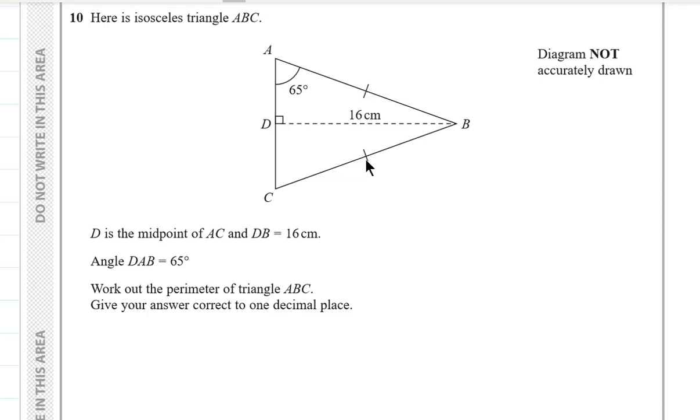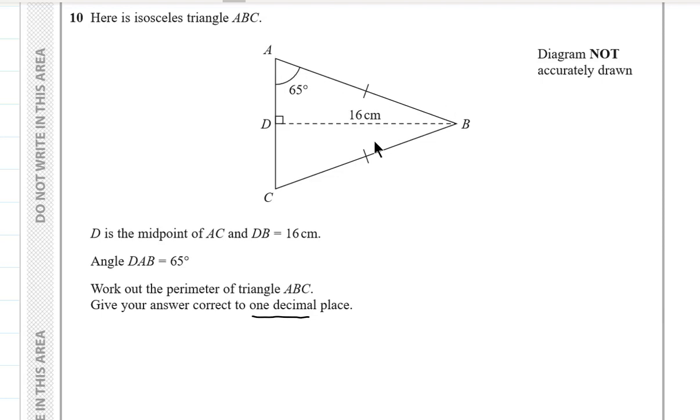Here is an isosceles triangle ABC. This side is equal to this side, and this angle is equal to this angle. D is the midpoint of AC, so this part is equal to this part also. DB is 16, and the angle is 65, as we see. Work out the perimeter of triangle ABC. Give your answer correct to one decimal place.